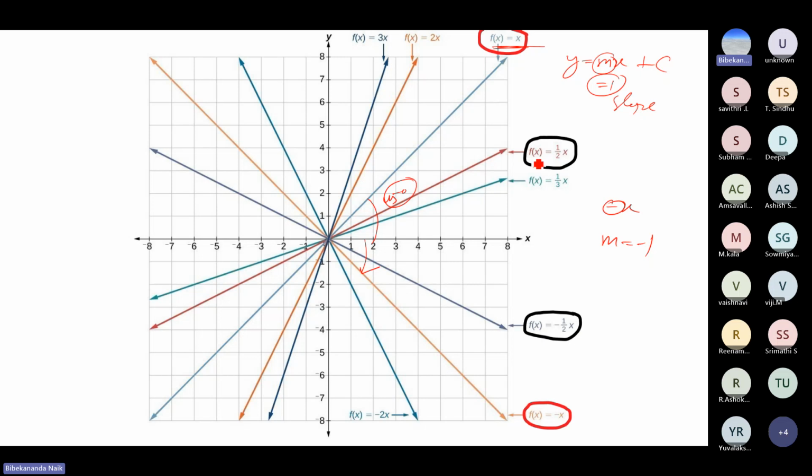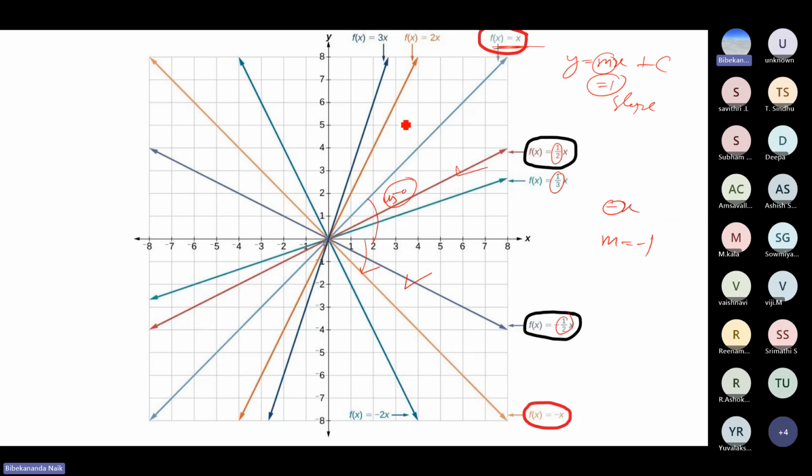Again, here it is f(x) equal to 1 by 2 x. So here the slope is 1 by 2, but here the slope is minus 1 by 2. So this is minus 1 by 2 and this is plus 1 by 2. Again, it is 1 by 3; minus 1 by 3 is not given here. Similarly, you can say these graphs have different slopes, for f(x) equal to 3x.